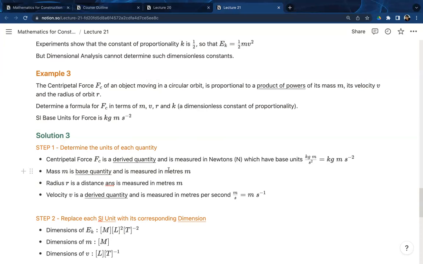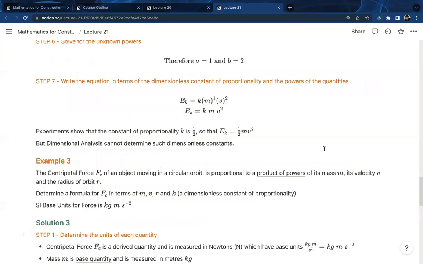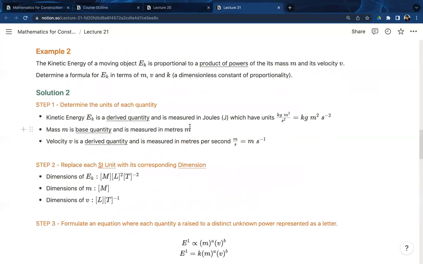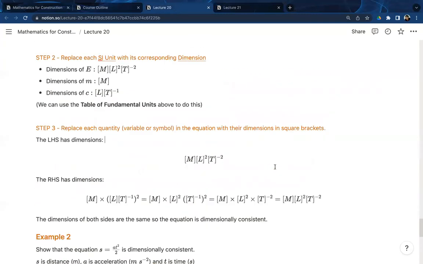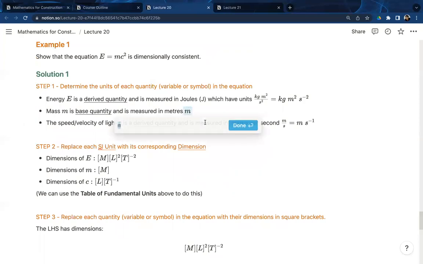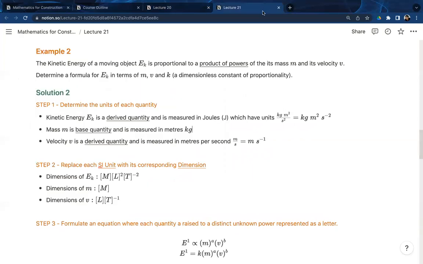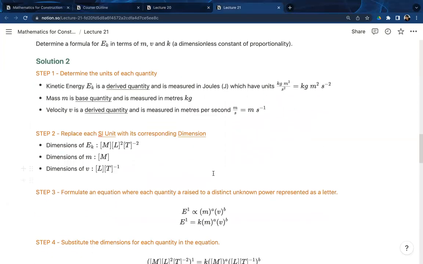But we have mass. This is supposed to be kilogram. I don't know why I have this here. Mass is in kilogram. Radius, meters. Why did I have that up here? Oh my goodness, I was wrong. Make sure you check. Mass is measured in kilograms, but the symbol is m, so that's probably where we get confused.